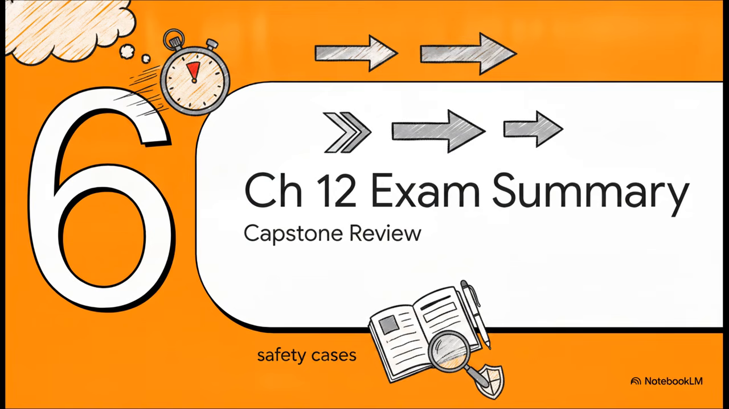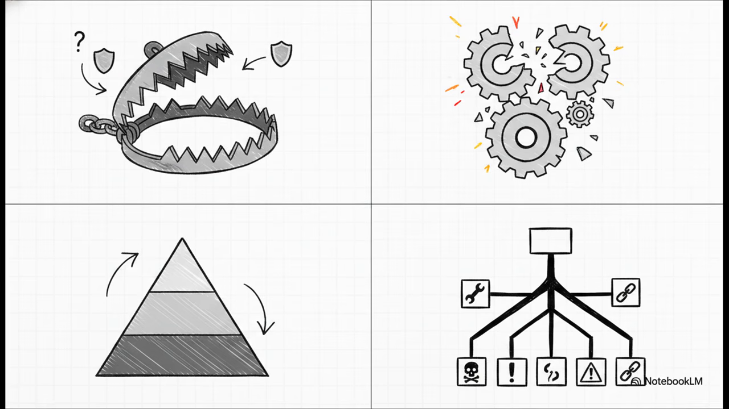All right, Section 6, Chapter 12, Exam Summary. Time for our capstone review. Okay, students, take a deep breath, grab your pens, and get ready for a rapid-fire recap. From Sections 12.1 and 12.2, you must remember the core difference between safety and reliability. A highly reliable system can still be highly unsafe if the original specifications were just wrong.